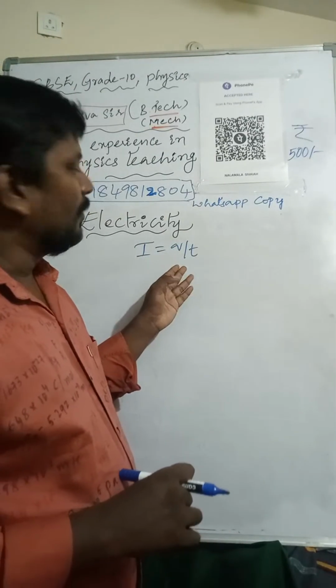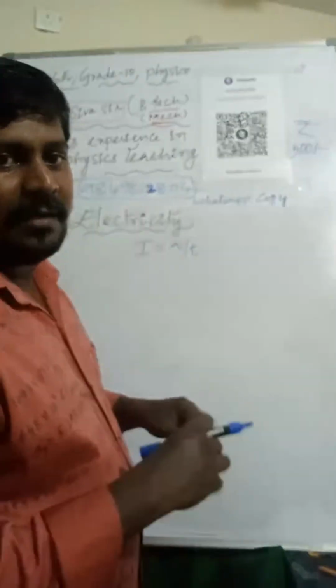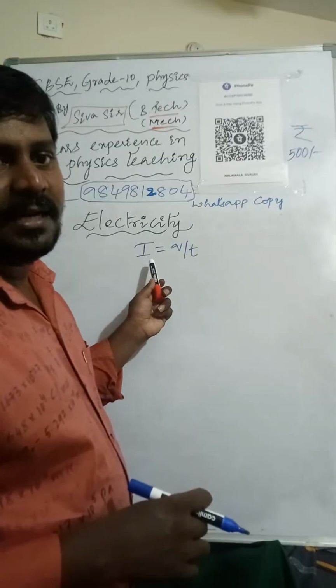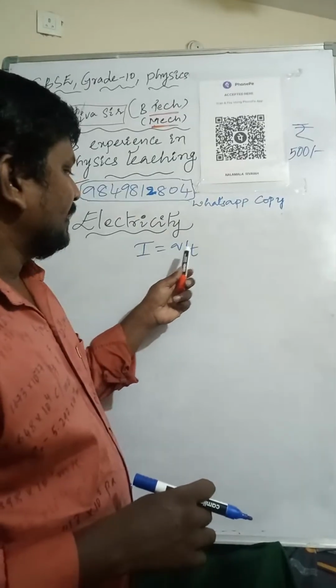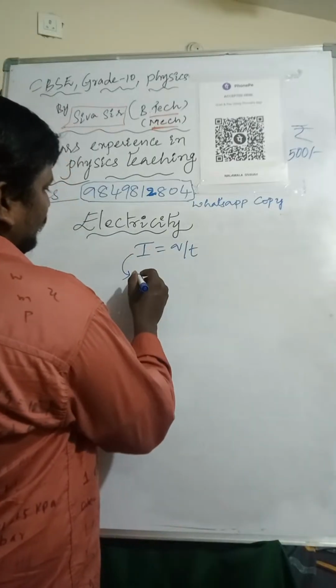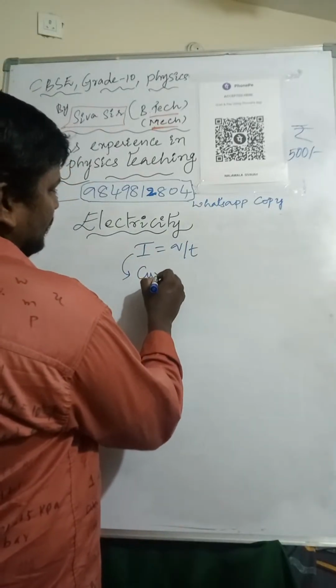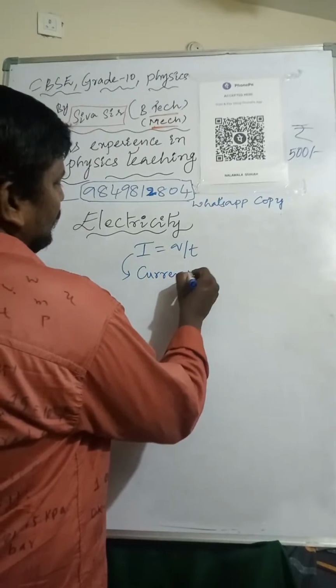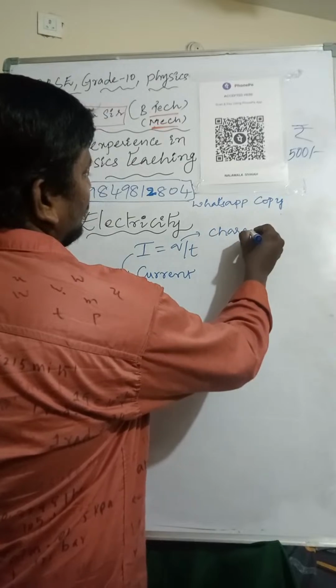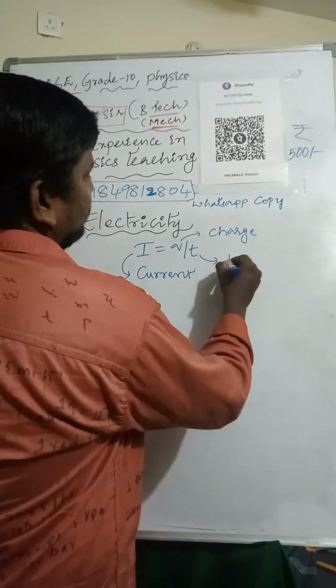Here Q is the charge, T is the time, and I is the current.